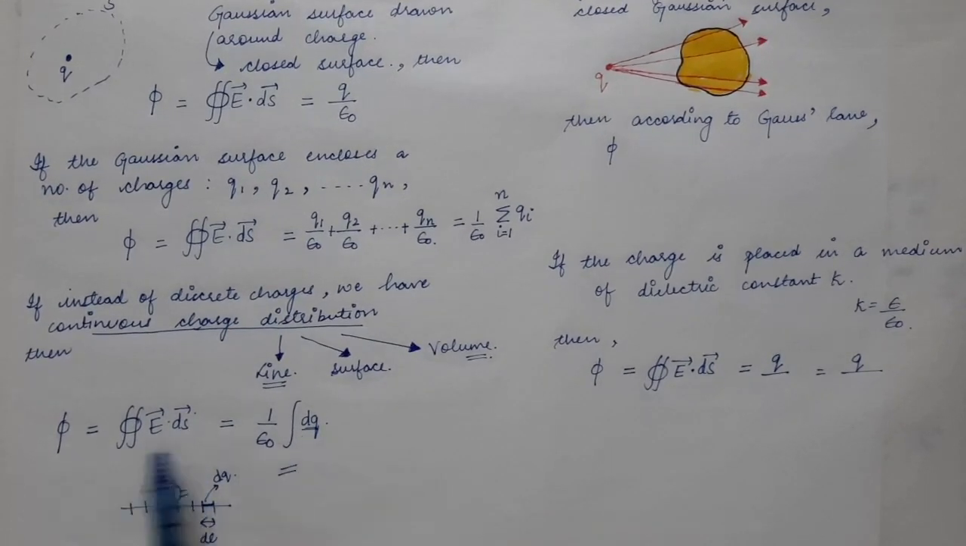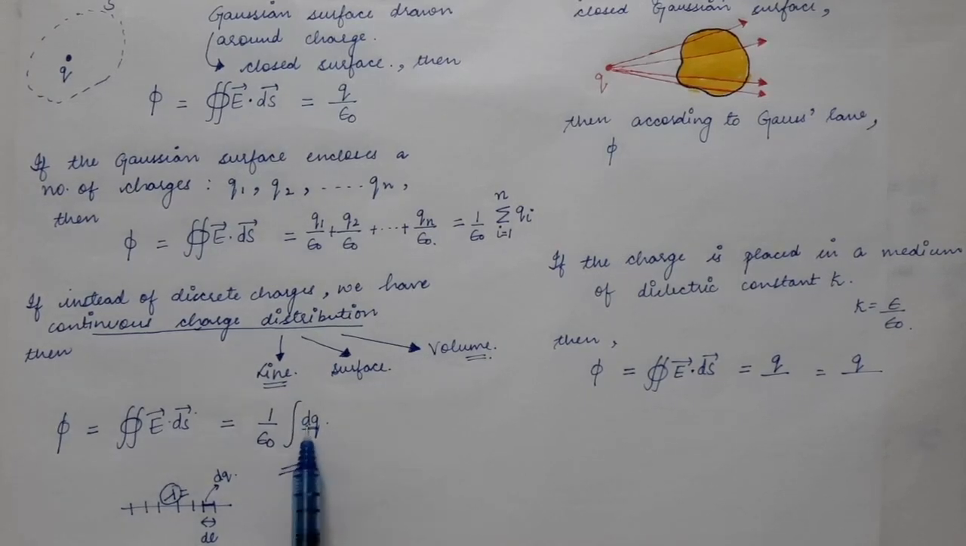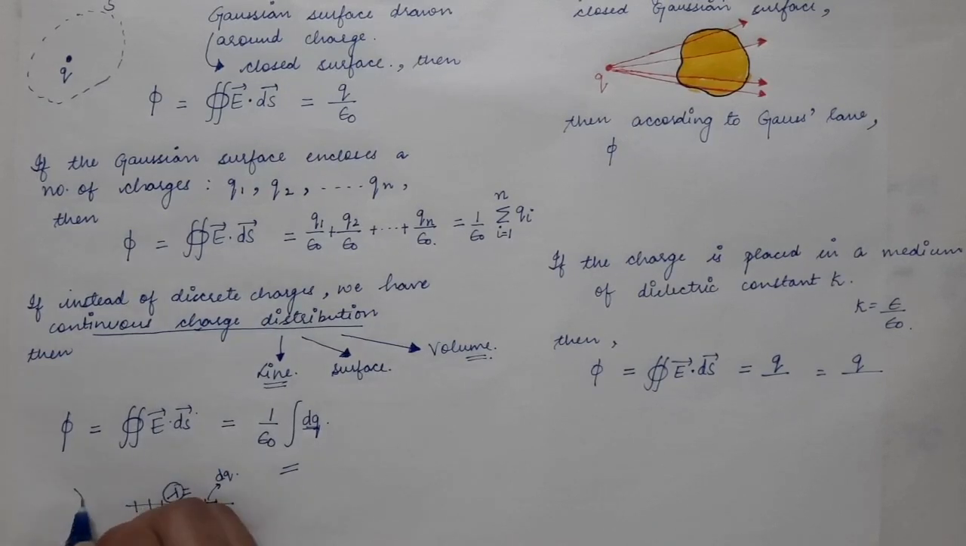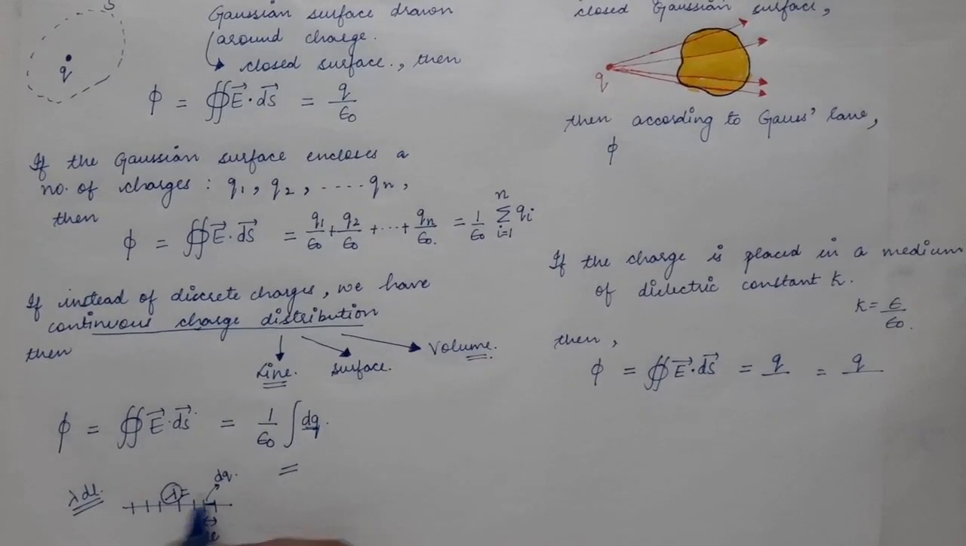So in Gauss law, what we have is the total charge on the system. For that we have to do the integration over the charge dq. Here dq is the charge which is present in dl length. So what will be dq? dq will be equal to lambda into dl, because lambda is the charge present in unit length and we want to find the charge which is present in dl length. So that will be equal to lambda into dl, the charge on this small line element.